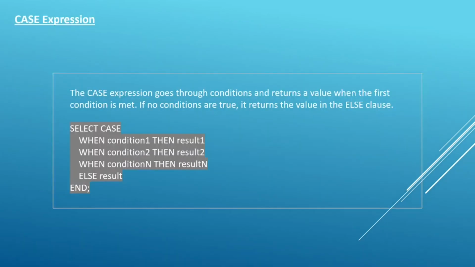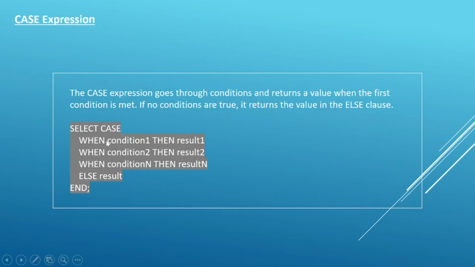Today we are going to learn about case expressions. Now these case expressions are used when you want to segregate the data or apply certain conditions and give an output. So if you read the definition, the case expression goes through conditions and returns a value when the first condition is met. Similarly, if the first is not met, it will go through 2, 3 and so on. And if no conditions are true, it returns the value in the else clause.